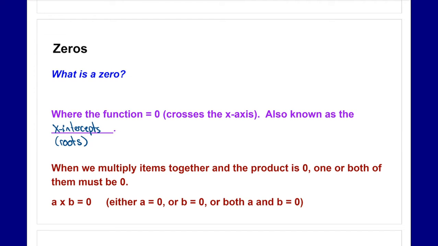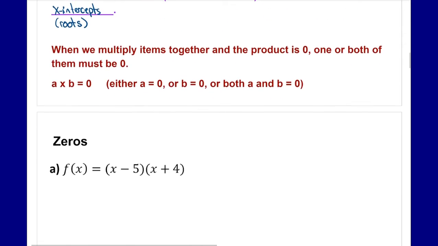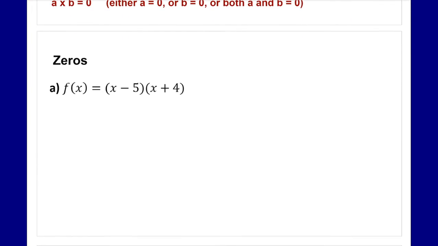Essentially, if we're looking at the factored form, when we have to multiply items together and it has to equal 0, then one or both of those items has to be 0. So for example, if a times b equals 0, then that means that either a equals 0, b equals 0, or both a and b equal 0. That idea is what we can use to help find our zeros in the factored form. So if I look at my first function, f of x is equal to x minus 5 times x plus 4.